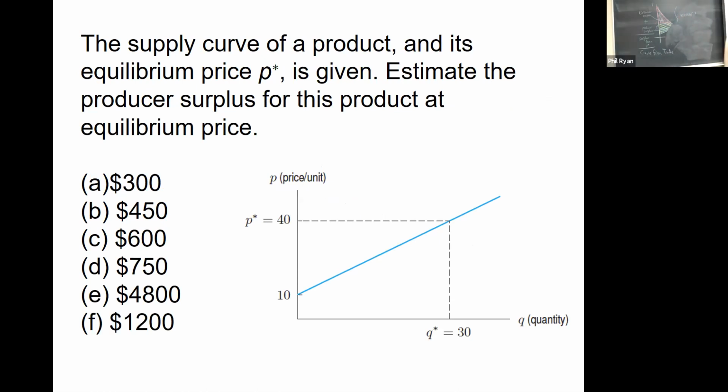Okay, here's another problem. Now we're given a supply curve. These are probably actually the kind of problems that you would have been given, because this is a straight line problem. Estimate the producer surplus. There's no trick to this question, right? Because this is just asking for this area.